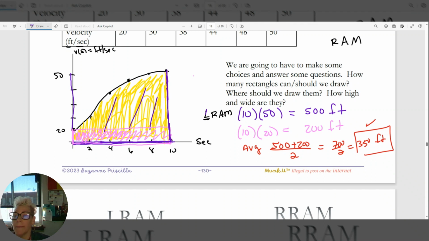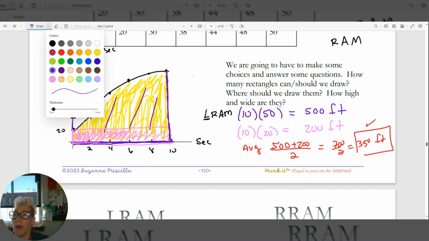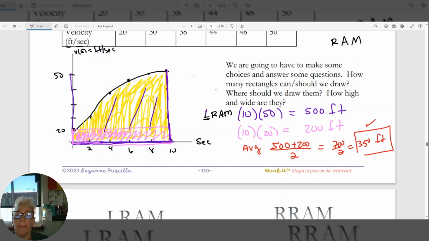When I did the pink one, I got my height from the right-hand side. Oh, I did that backwards, didn't I? Does she know her left and her rights? Sorry, that's a right. That's a left. So we have a right rectangle approximation method from using the right-hand side, a left from using the left-hand side, and this last one is going to be called an ARAM because we found the average of the two.